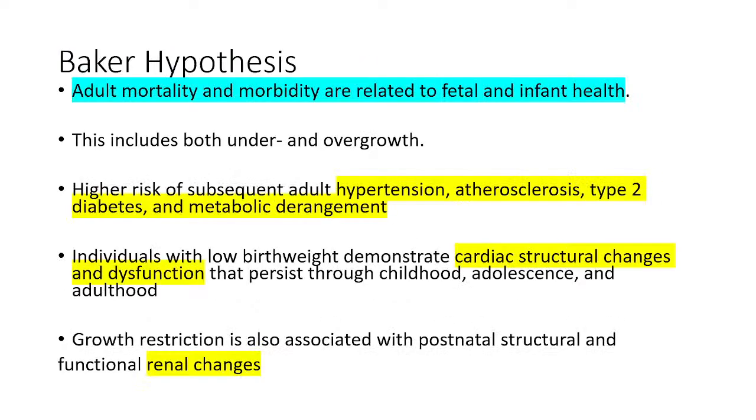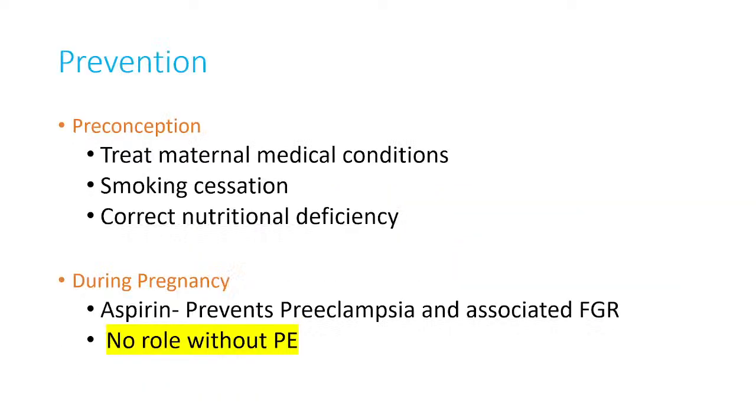So, one is Barker's hypothesis. Barker's hypothesis means adult mortality and morbidity are related to fetal and infant health. So, if the fetus is FGR or abnormal, it may manifest in adult life. In that case hypertension, atherosclerosis, diabetes and metabolic derangement can also be seen in the later part of life. That is called Barker's hypothesis.